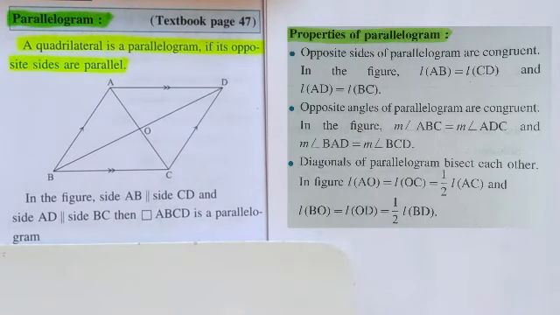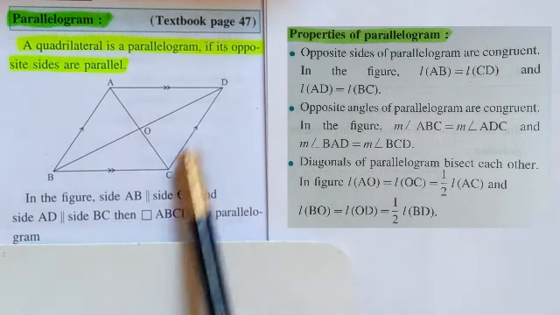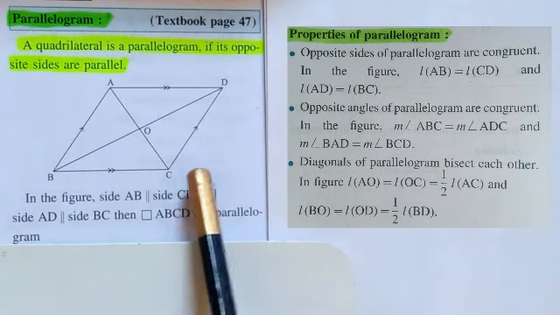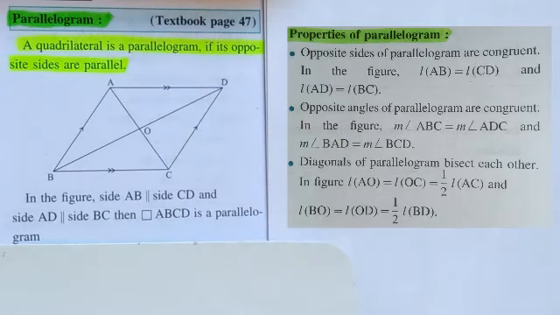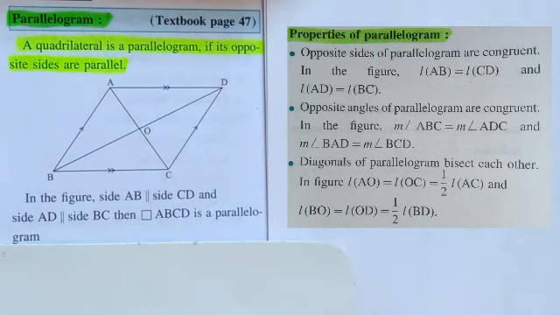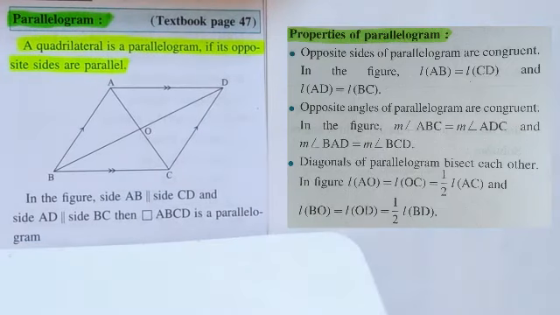It also has similar properties to the previous one. The opposite sides of the parallelogram are congruent. It means AB is equal to DC and BC is equal to AD. The next property of parallelogram is that the opposite angles are also congruent. It means the measurement of angle ABC and CDA is equal, and angle BCD and DAB have the same measurement. Another important property of parallelogram is that the diagonals of a parallelogram bisect each other.